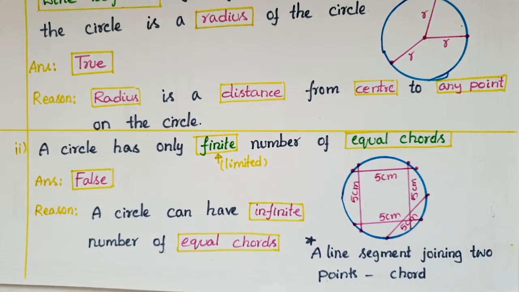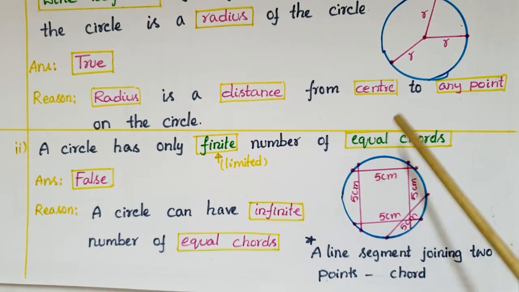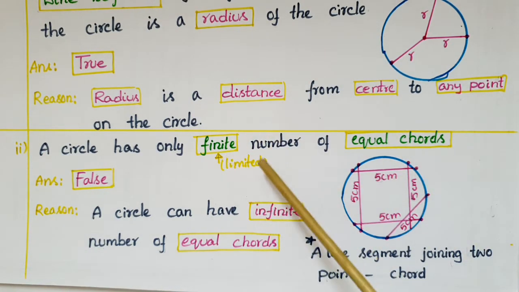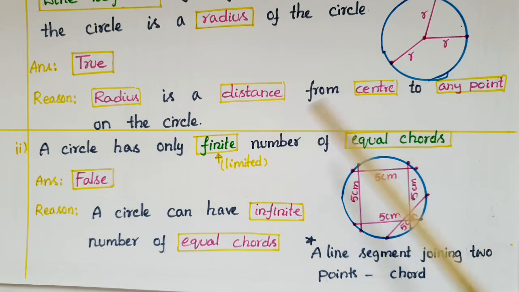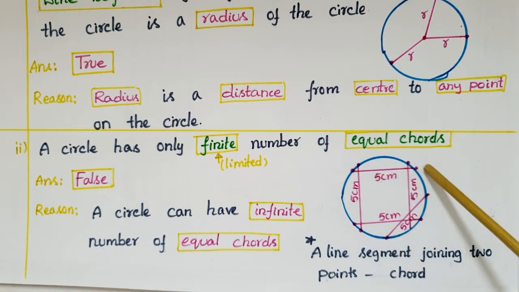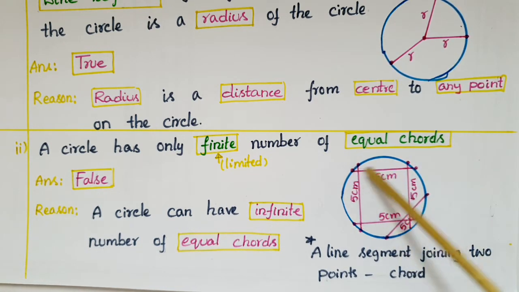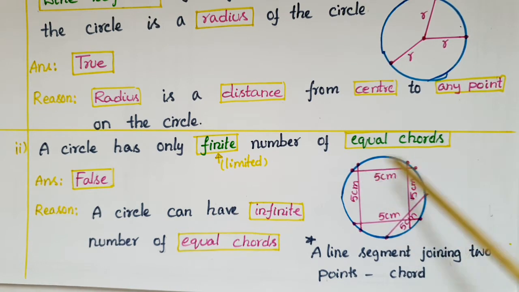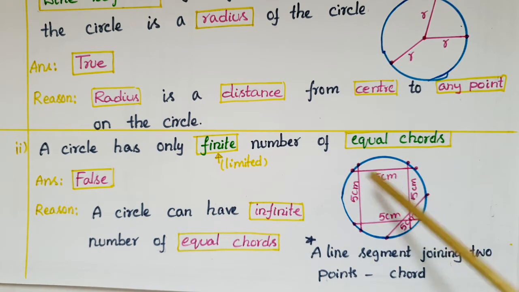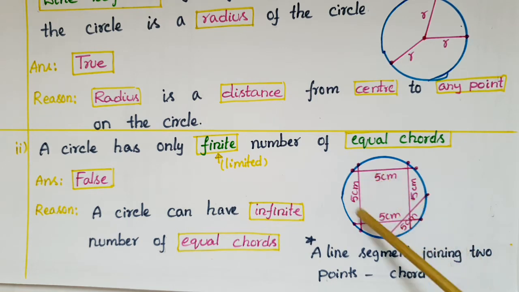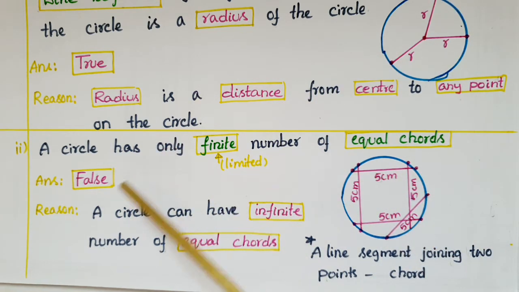Next one is: a circle has only a finite number of equal chords. Finite means a limited number of equal chords. This is false because we can draw many equal chords. Here I have taken a 5 centimeter chord. A chord is a line segment joining any two points on the circle. So we can draw many 5 centimeter chords in this circle. So this statement is false. The reason is a circle can have an infinite number of equal chords.